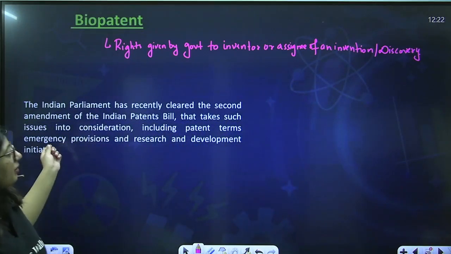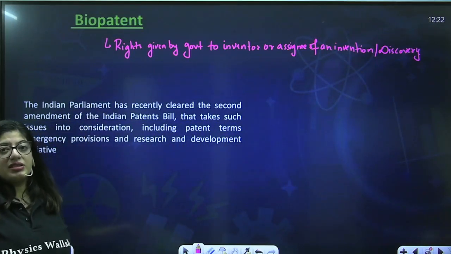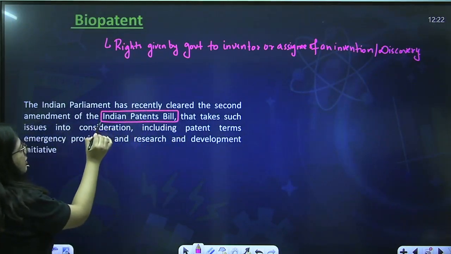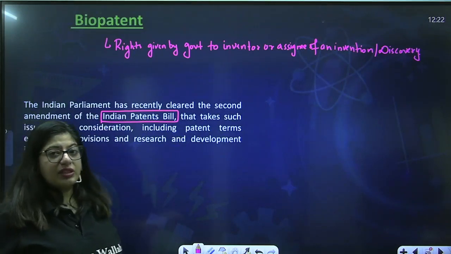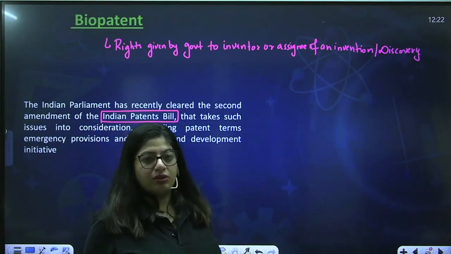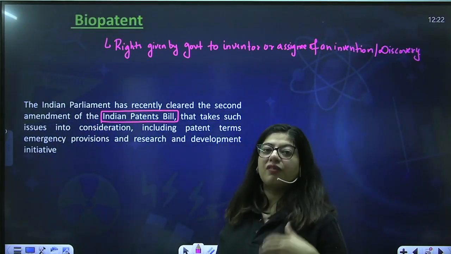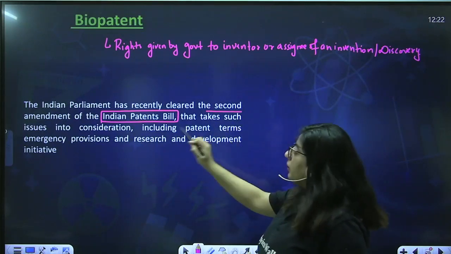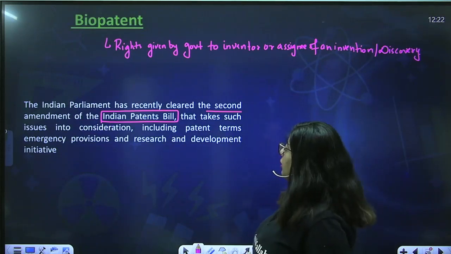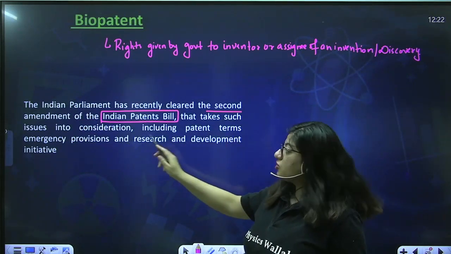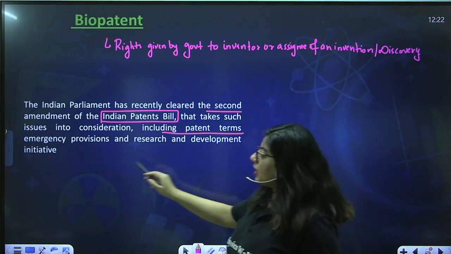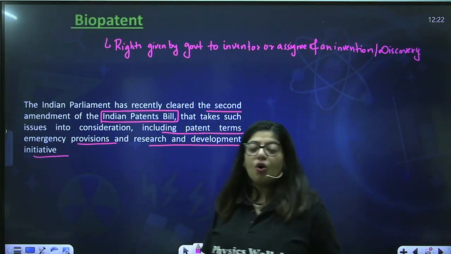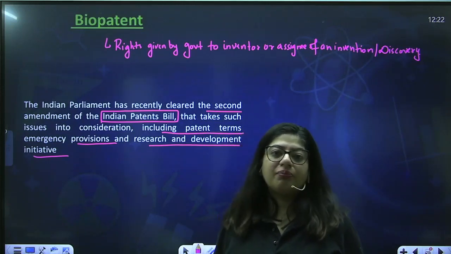So the Indian Parliament has also passed a bill there, right? The Indian Patents Bill, for these patents, biopatents, so that if there is a conflict, you can go to court and fight for it. And a second amendment has taken place of this patent bill, which takes into consideration such issues as patent terms, emergency provisions, and research and developmental initiatives. So all these things are covered under the Indian Patents Bill.